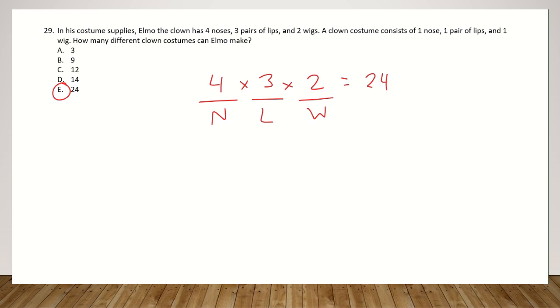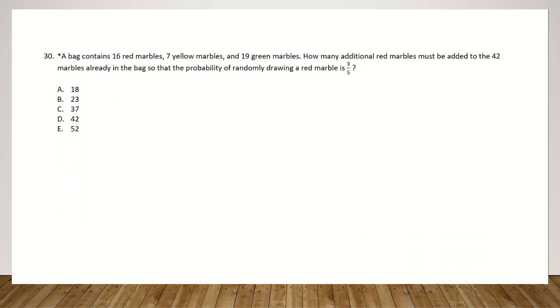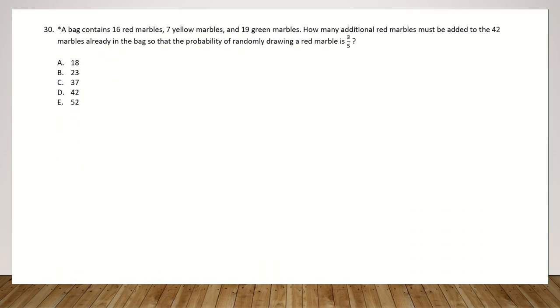All right. Next problem. A bag contains 16 red marbles, 7 yellow marbles, and 19 green marbles. How many additional red marbles must be added to the 42 marbles already in the bag so that the probability of randomly drawing a red marble is 3/5? All right. So the probability of drawing a red marble with the number that we have right now is 16 red marbles out of 42. We want to know how many should we add in order to get 3/5.